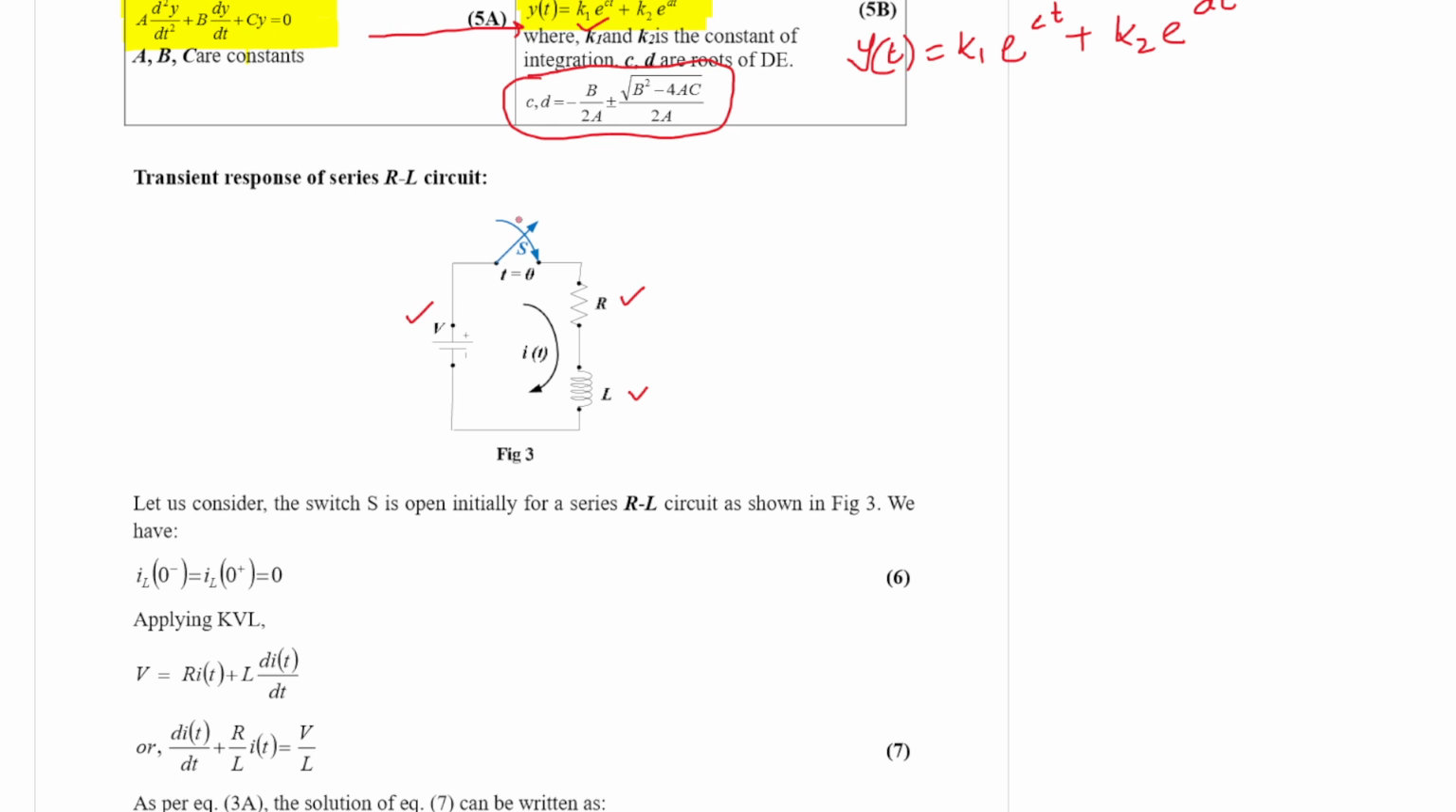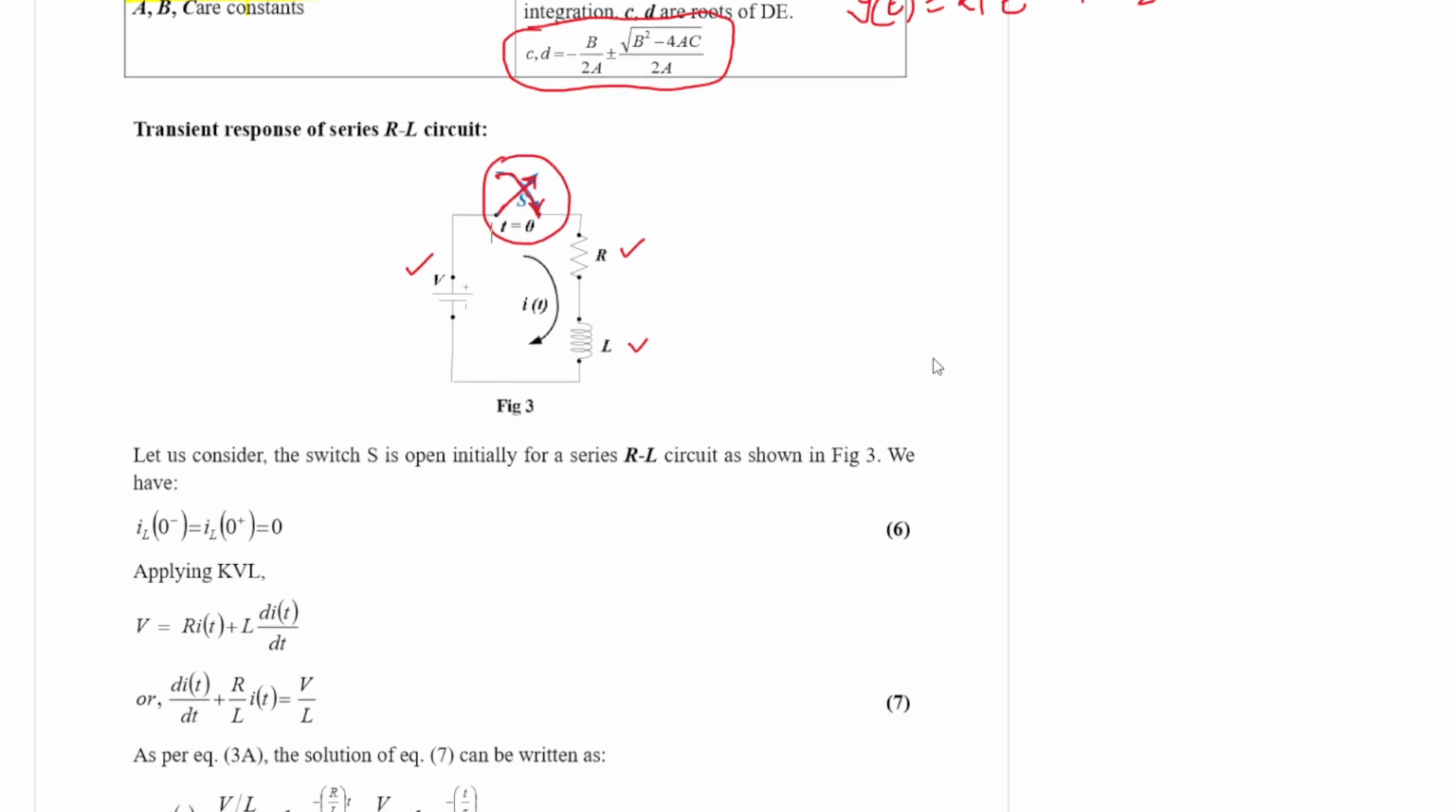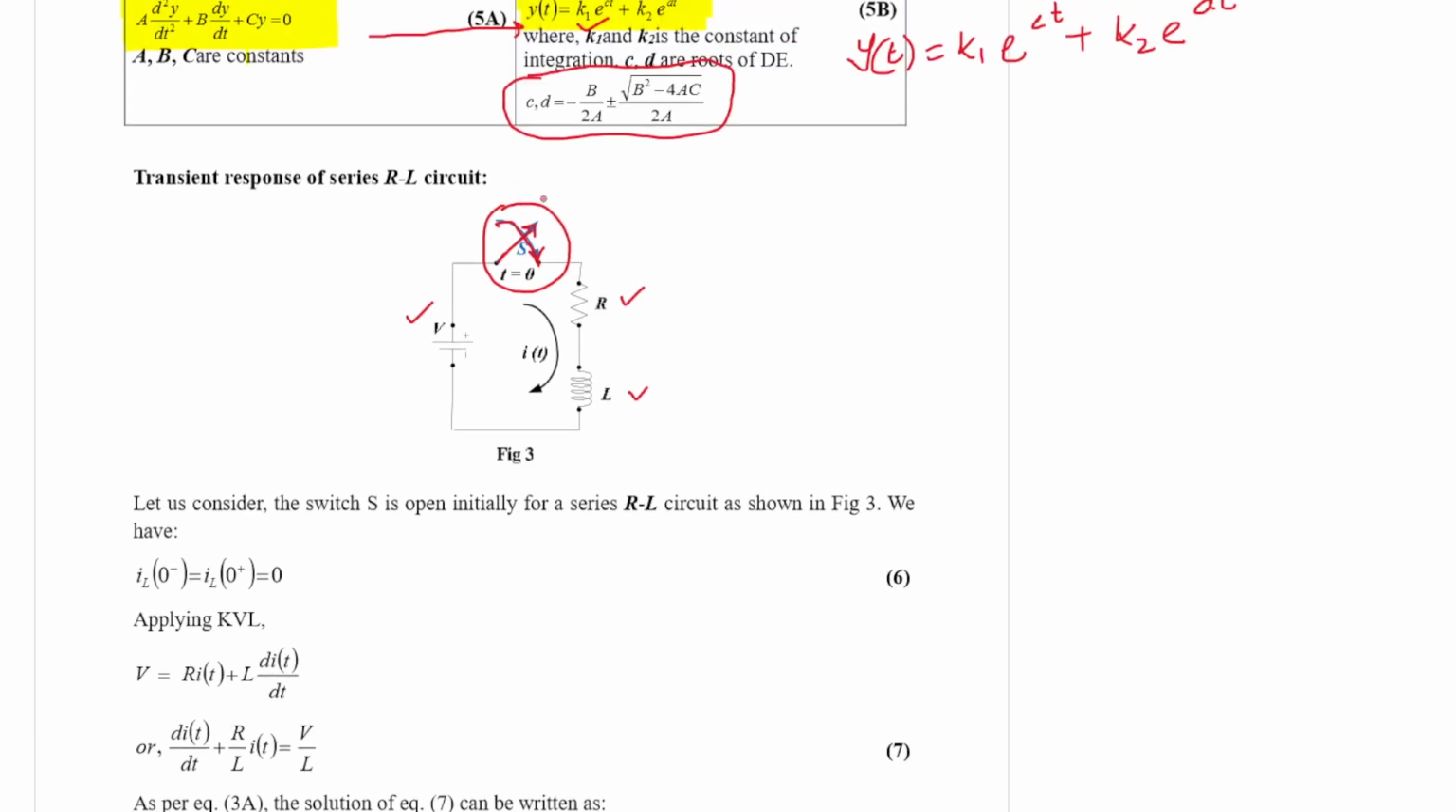Now if you consider the switch, it is initially open. The straight line, this arrow, represents the initial condition, and this curved arrow represents the transforming condition. Initially it was open, and now it is going from off to on, open to close.